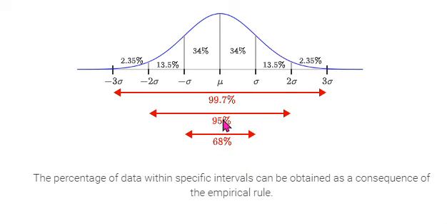So within 1 standard deviation, you have 68%, within 2 standard deviations 95%, and within 3 standard deviations it is 99.7%. So this is the empirical rule. We can use the empirical rule to solve some basic problems in statistics.